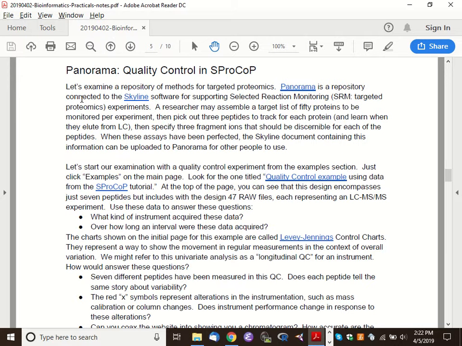To follow our directions here, I've laid out a kind of scenario where people would use this. Now, when you do a targeted proteomics experiment, you are typically narrowing your focus very tightly.